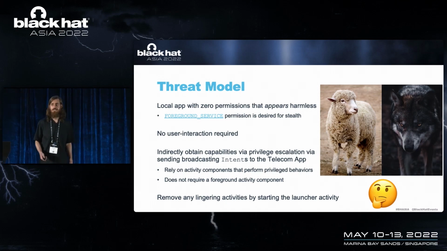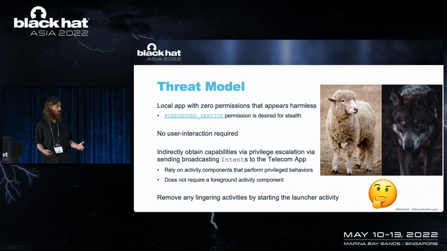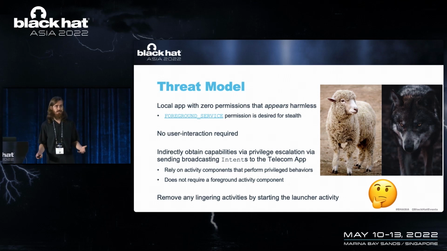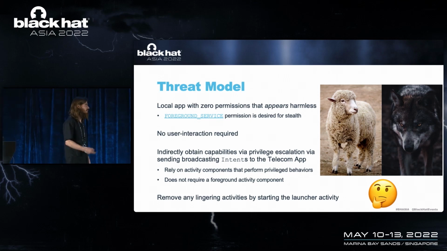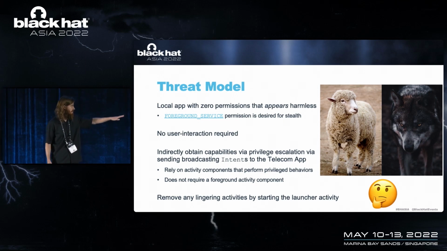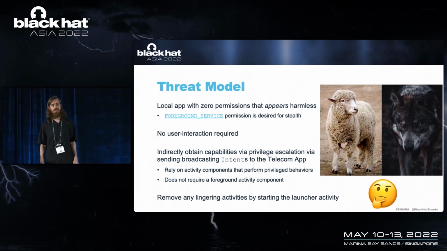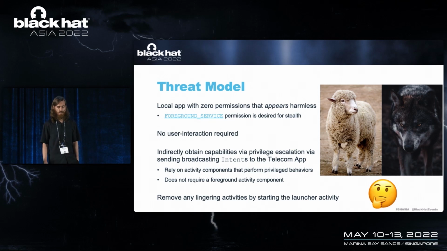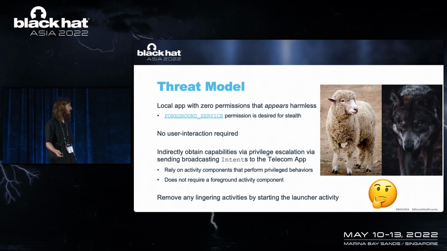So the threat model is a local app on the device that doesn't require any permission, so it may appear harmless. Although if you were actually doing this, you'd likely want the foreground service permission just so you can run as a service in the background, although the foreground service does have a notification in the notification drawer. We don't assume any user interaction, and the goal is to indirectly obtain privileges via privilege escalation by sending broadcast intents to the Telecom app for it to extract the intent and then start it as an activity.